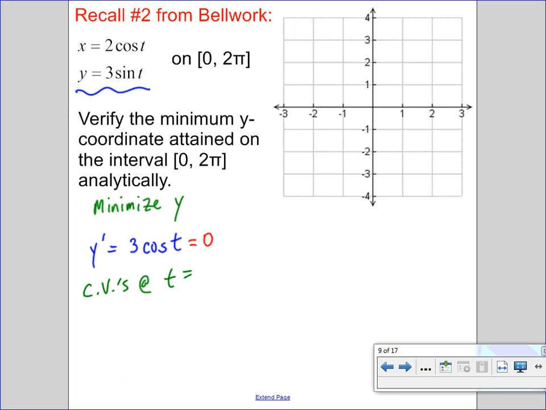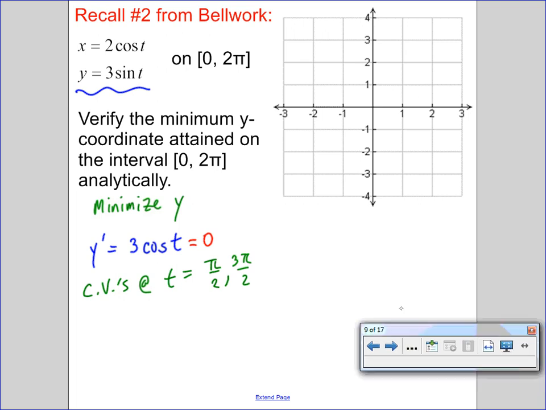at t equals, well, when is cosine 0 on the interval 0 to pi? Cosine is 0 at all integer multiples of pi over 2. So pi over 2, 3 pi over 2. Because we have a closed interval, 0 to 2 pi, we could use the closed interval method, right, and compare my output y values and see which is which.